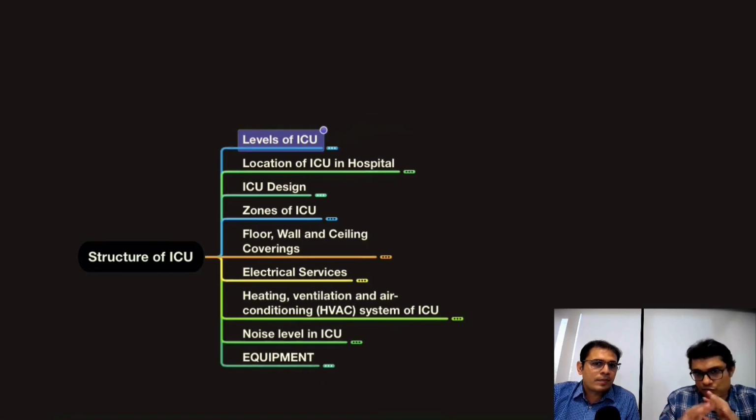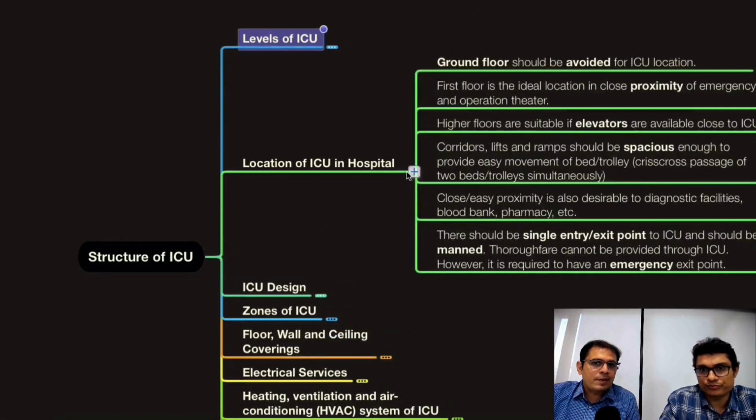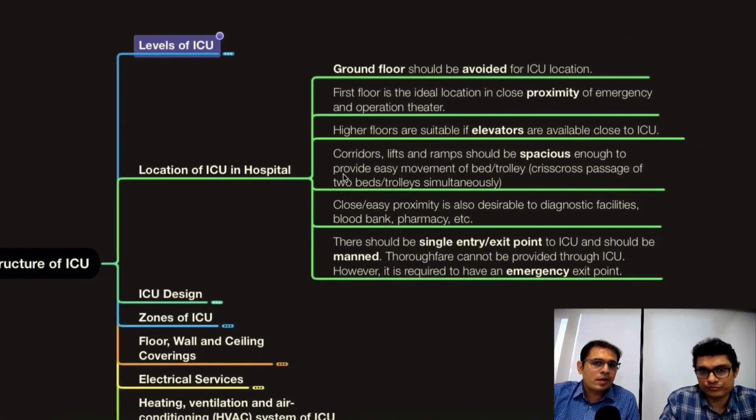Okay, so let's talk about the location of ICU. In your hospital, where should you actually locate the ICU? It is preferable to have it on the first floor. The ground floor should be avoided because there is a lot of trespassing, a lot of traffic, and a lot of commotion there. Preferably on the first floor if it is not a small hospital.